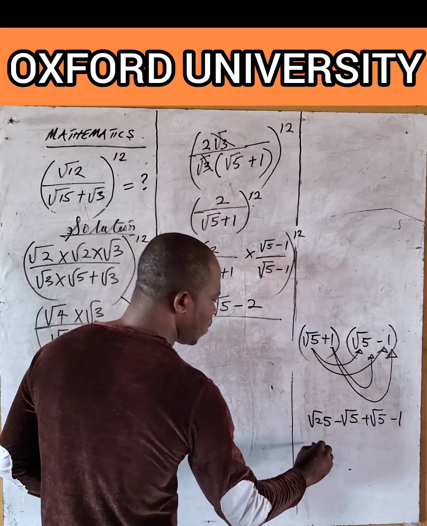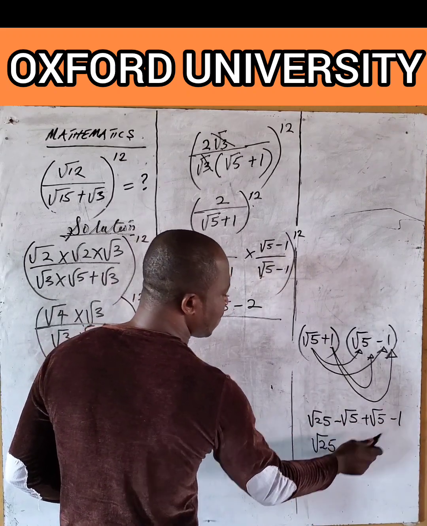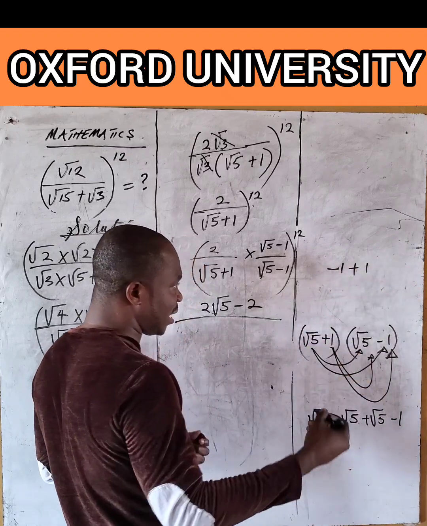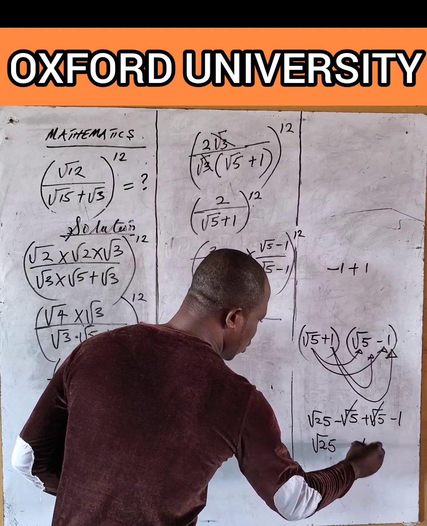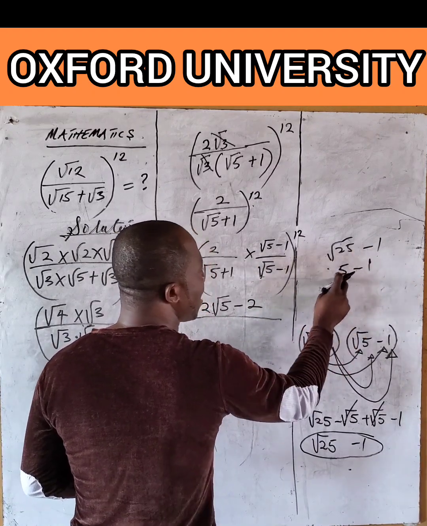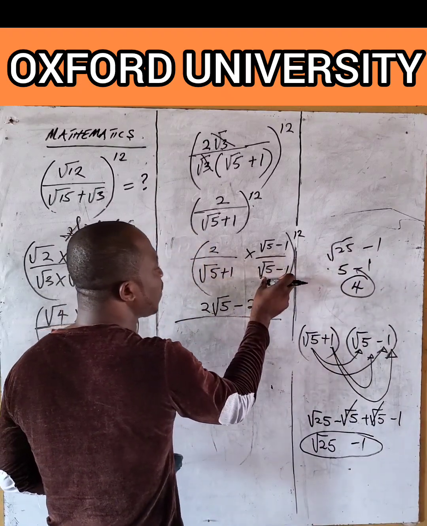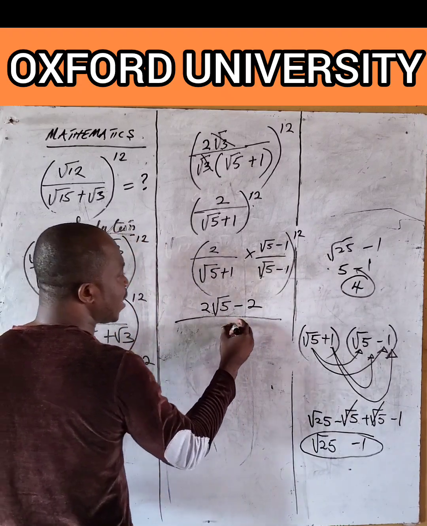Now we have root 25 minus root 5 plus root 5, which is 0. Just like we have minus 1 plus 1. Of course, it's 0. So we cancel this and cancel this. So we'll be having minus 1. The square root of 25, of course, is 5, minus 1. So 5 minus 1 will give us 4. So it means that if this and this multiply itself by expansion, we get 4. So what will be here is 4.